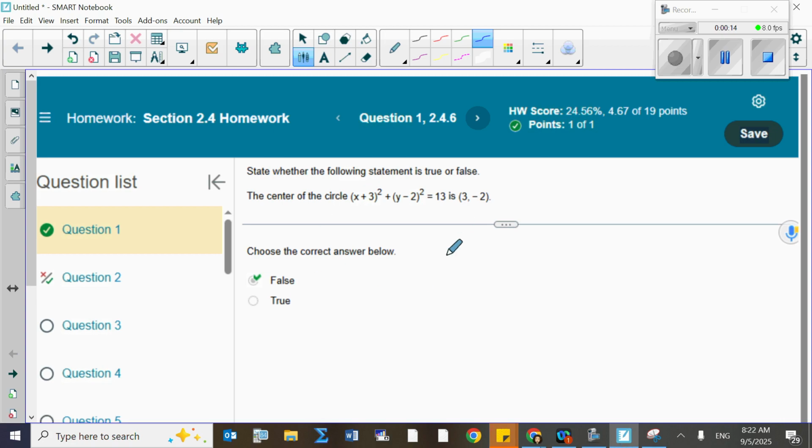So the first one is talking about a circle and it's asking us to state whether the following statement is true or false. So the equation is given and it's saying the center is 3 and -2. Is this right or wrong?